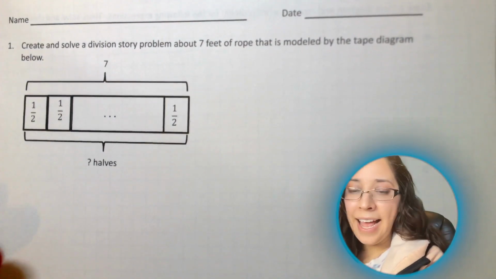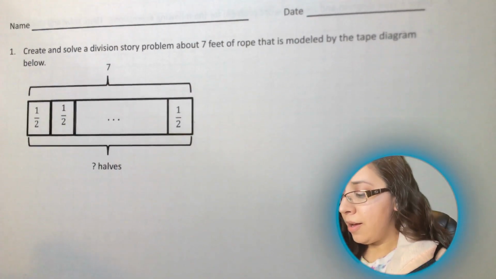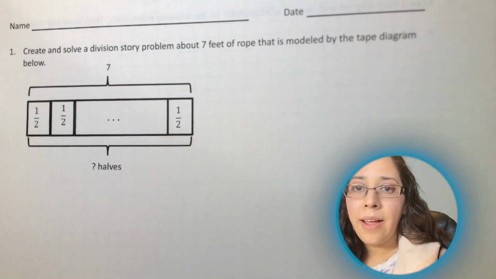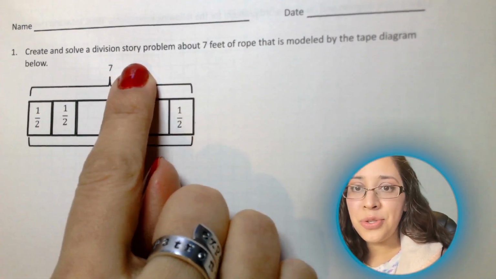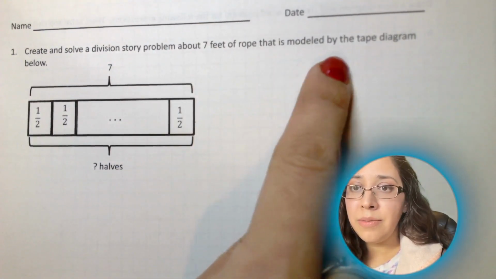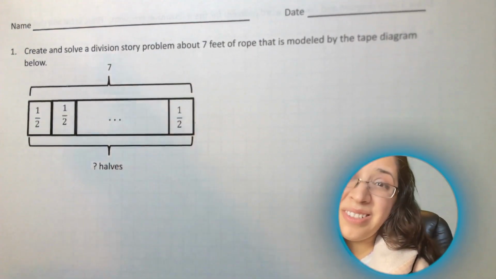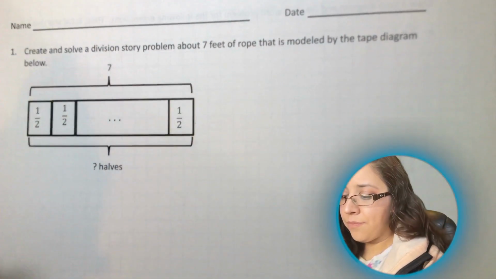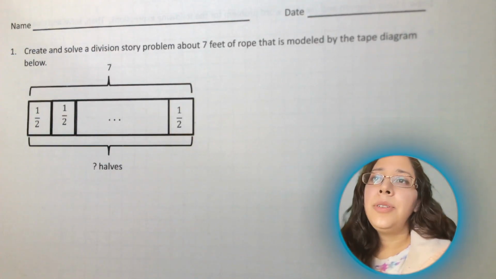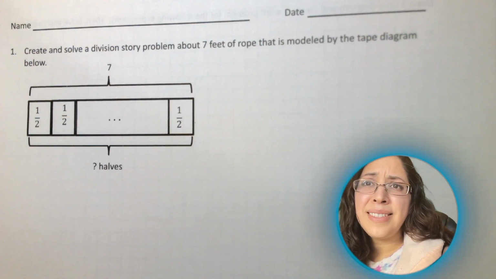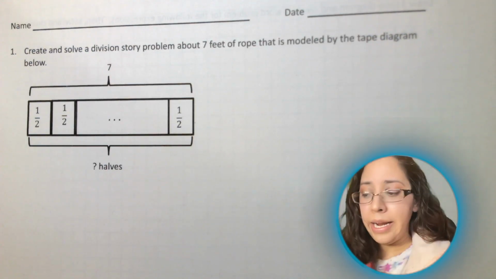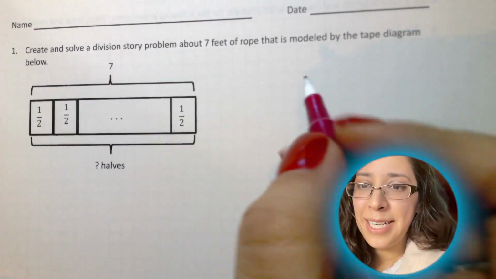All right, so here we have our homework. The first one says to create and solve a division story problem about 7 feet of rope that is modeled by the tape diagram below. They're telling us that it's rope. They're giving us some parameters, some idea, but you can make it anything, really. You know, Ben had 7 Pokemon cupcakes, whatever it is, but they're telling us rope, so let's stick with rope.